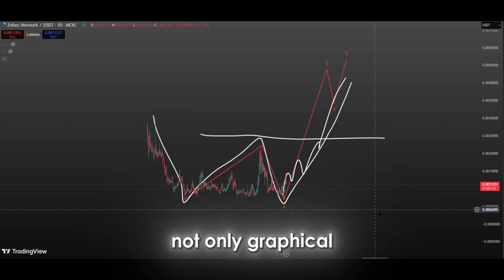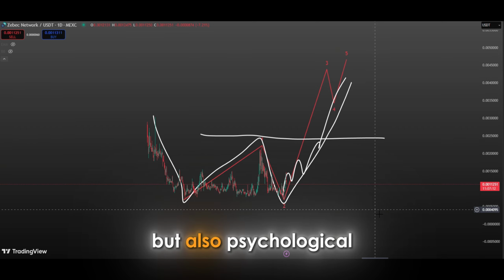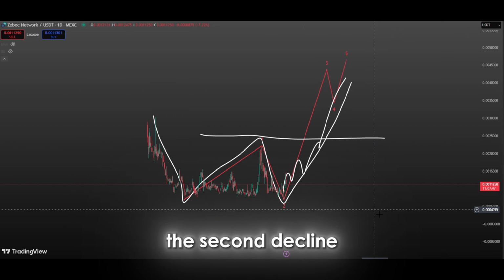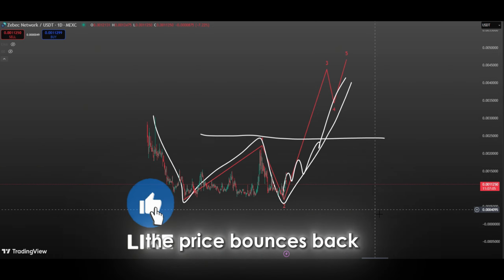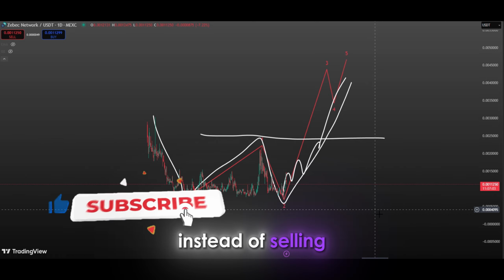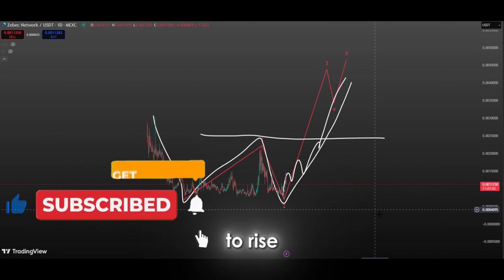W patterns are not only graphical, but also psychological. Panicked investors sell on the first decline. The subsequent rebound gives rise to hope, but this hope is tested by the second decline. If the panic does not persist on the second fall, that is, if the price bounces back, market participants start to think about buying instead of selling. This causes prices to rise.